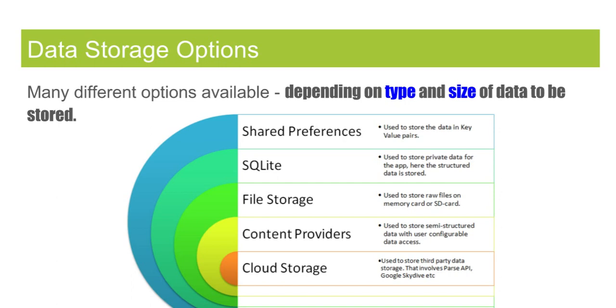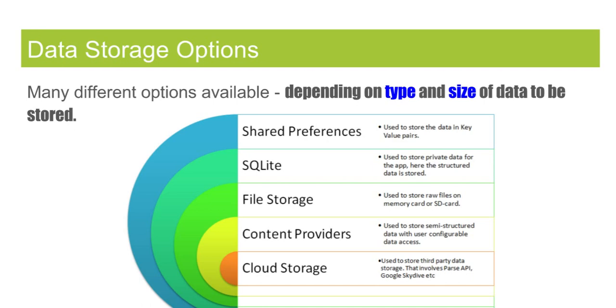The third option is file storage. File storage is used to store raw files like images, audio, videos, or even our text files in raw format, either in the memory card or SD card available. Again, content providers are used to store structured or semi-structured data, and it is not in itself a data storage format, but it is a layer on other formats like SQLite or XML files, and it is required when we want our data to be accessible by other apps.